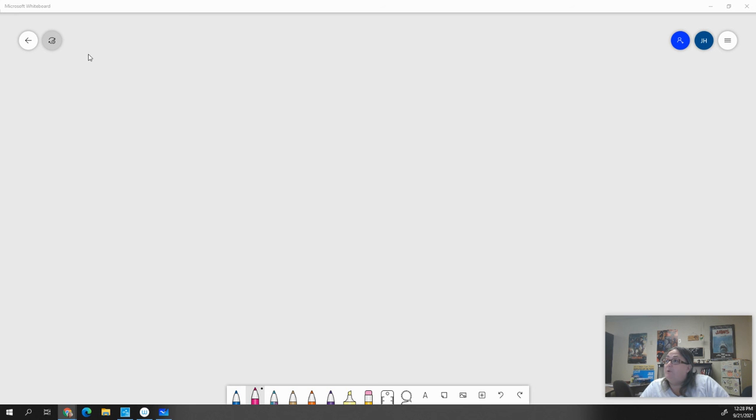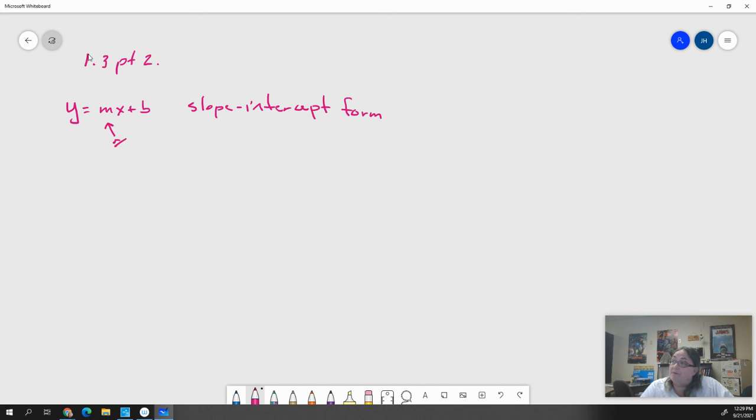So we are back to 1.3, and this is 1.3 part 2. And what we talked about in the first part is we were talking about equations in the form y equals mx plus b, right, which we called slope-intercept form. And that is the most workable form that we use when it comes to linear equations. So it seems to be the form that we're always trying to get to, right? And the reason we called it slope-intercept form is because m is our slope and b is our y-intercept, right?